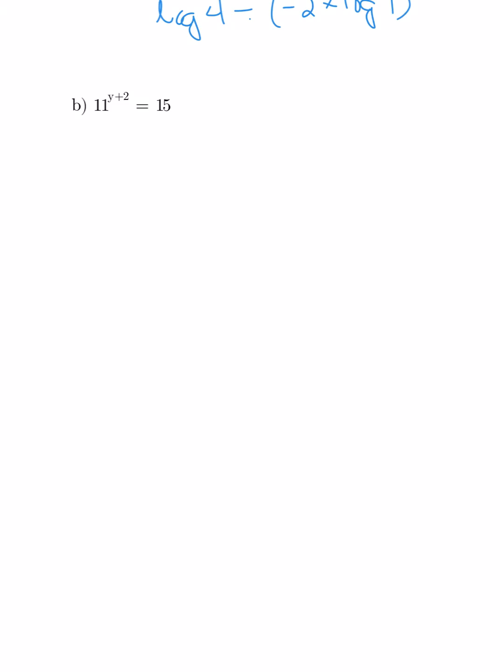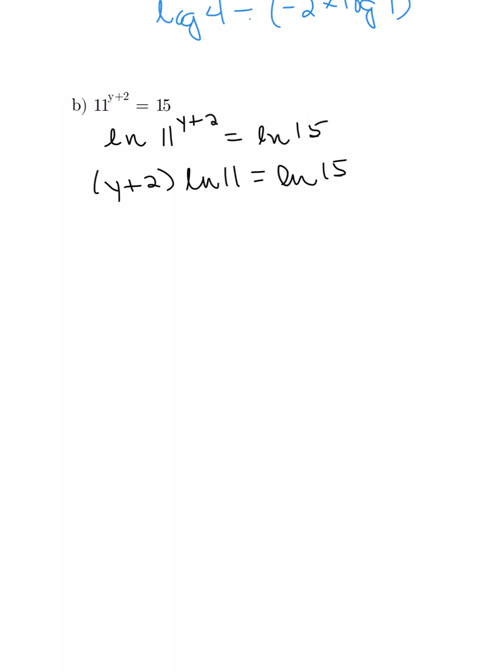Another problem where we are going to round to 2 decimal places, and this time I'm going to use the natural log. So if we take the natural log of both sides, we will have the natural log of 11 to the y plus 2 power equals the natural log of 15. Drop your power to the front, so we will have y plus 2 quantity times the natural log of 11 equals the natural log of 15.